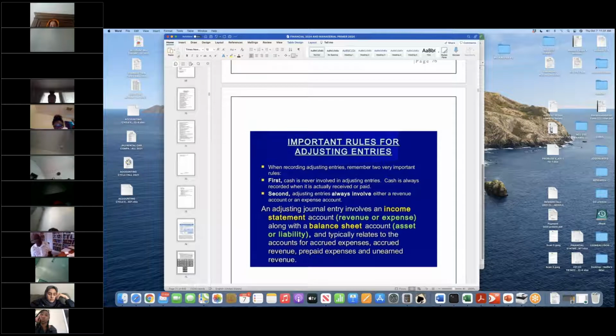Let's look at some important rules for adjusting entries. Cash is never involved in an adjusting entry. I'm going to say it a second time: cash is never involved in an adjusting entry. Now, it may have been involved in a preceding entry, or it may be in a subsequent entry, but cash is never involved in the adjusting entry itself. Secondly, an adjusting entry is always going to involve an income statement account and a balance sheet account that is not cash.